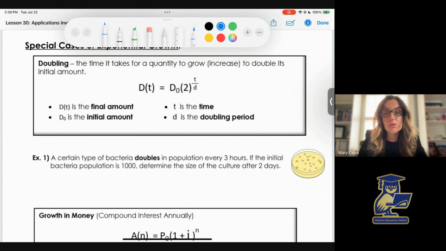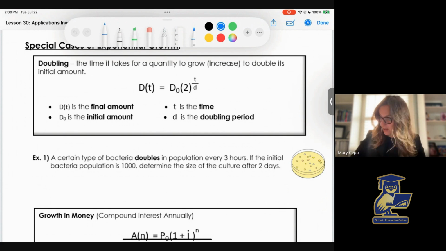So we often use this function notation to represent exponential function situations where we have some doubling occurring. So d at t is equal to d subscript 0 times 2, which would be your base for this exponential function because we are doubling, all to the exponent of t over d. Now, d at t is that final amount. d subscript 0 is the initial amount. t is the time, and d is that doubling period. How long does it take my product to double?